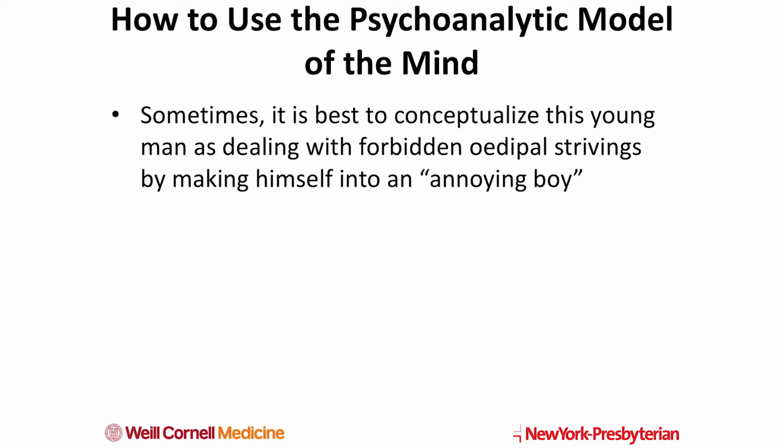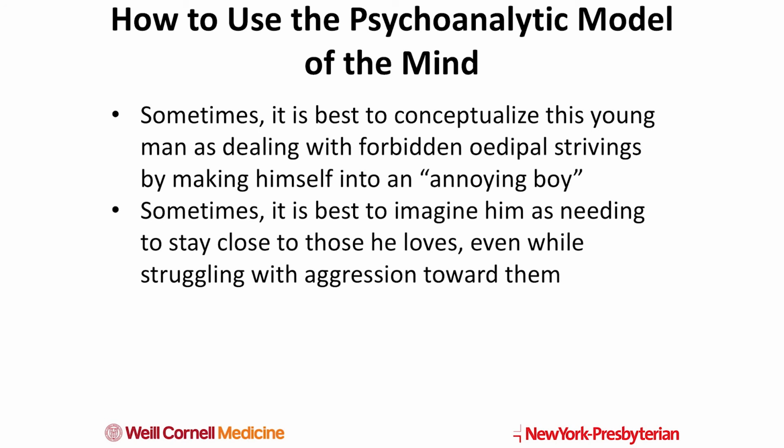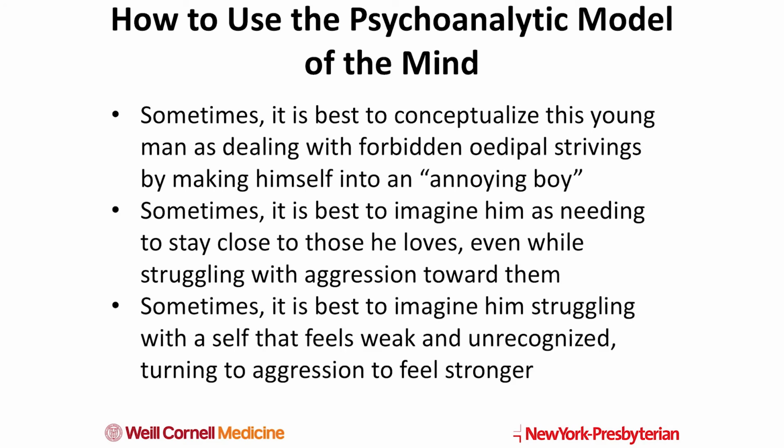Sometimes it is best to conceptualize this young man as dealing with forbidden edible strivings by making himself into an annoying boy. At other times, it will be best to imagine him as needing to stay close to those he loves, even while struggling with aggression towards them. At other times, it will be best to imagine him struggling with a self that feels weak and unrecognized, turning to aggression to feel stronger.